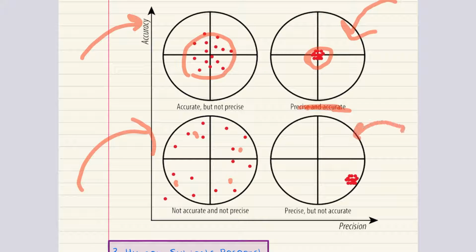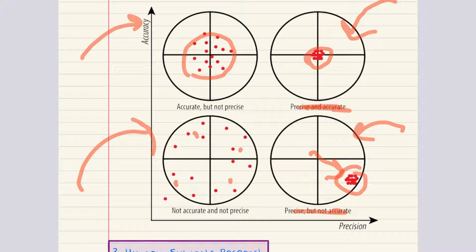Finally, the target in the lower right corner depicts a scenario where the results are precise but not accurate. The data points are tightly clustered, but they're far from the bullseye, and that shows consistent measurements that are systematically incorrect. So this is often due to systematic error.